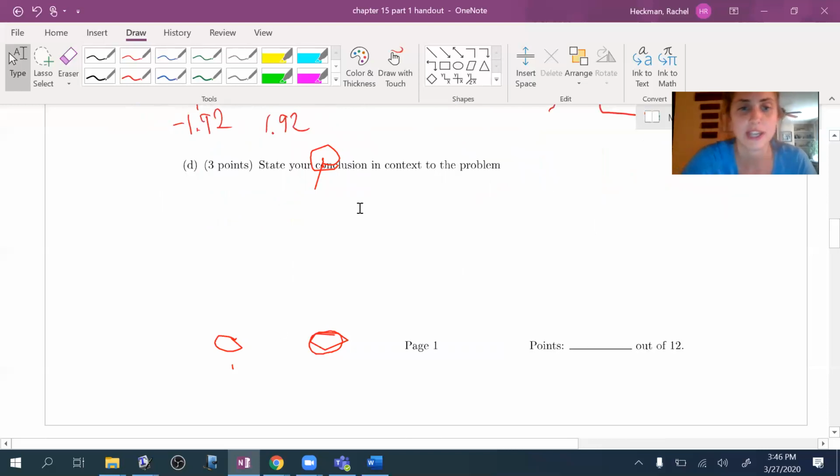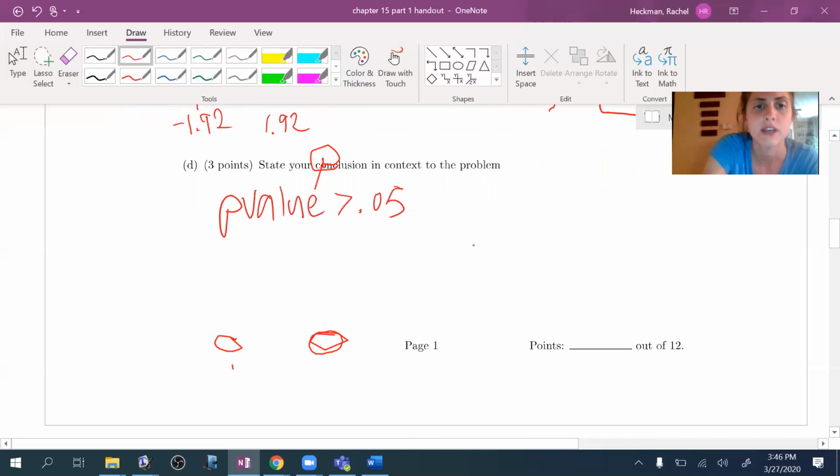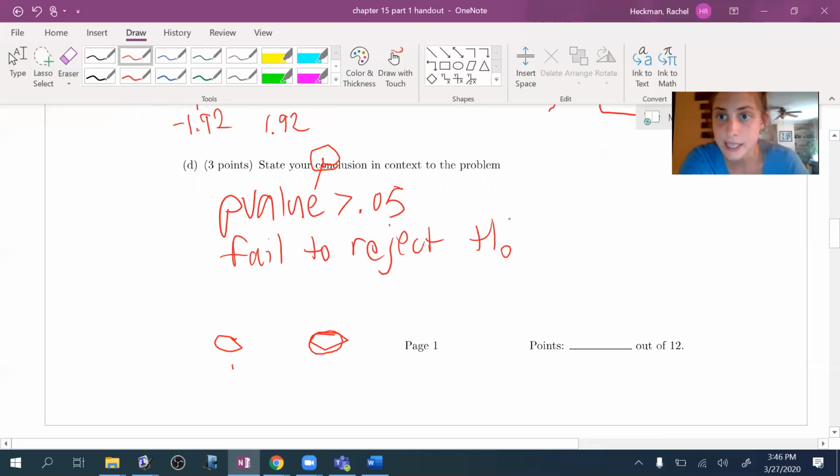My conclusion is that my p-value is a little too big. My p-value is greater than 5%. So I fail to reject my null hypothesis. It's not surprising that the attendance has changed to 0.33. So I can't conclude anything right away.